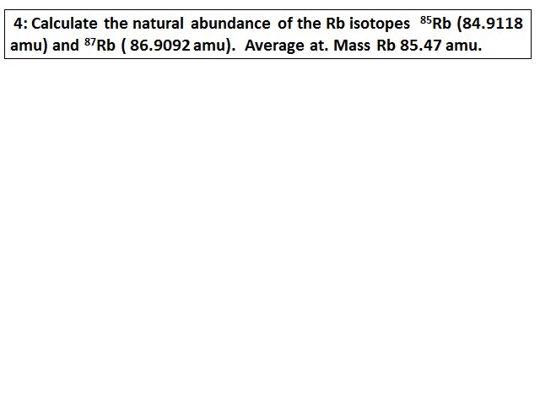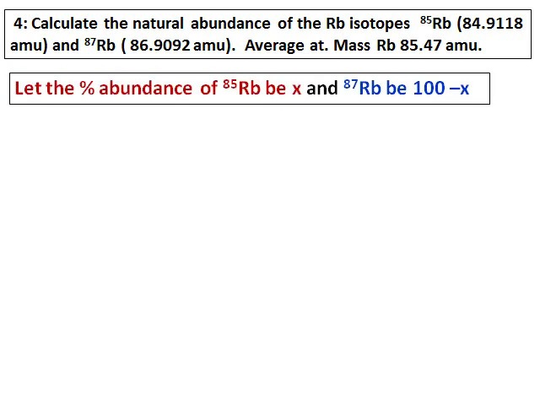Calculate the natural abundance of the rubidium isotopes. The mass is given and the average atomic mass of rubidium is also given. Therefore, this is a different kind of question where they are asking you to calculate the percentage abundance. In order to do so, let's assume that the percentage abundance of one of the isotopes, say rubidium-85, is X. Since the total percentage abundance has to be 100, for the other isotope the percentage abundance will be 100 minus X.